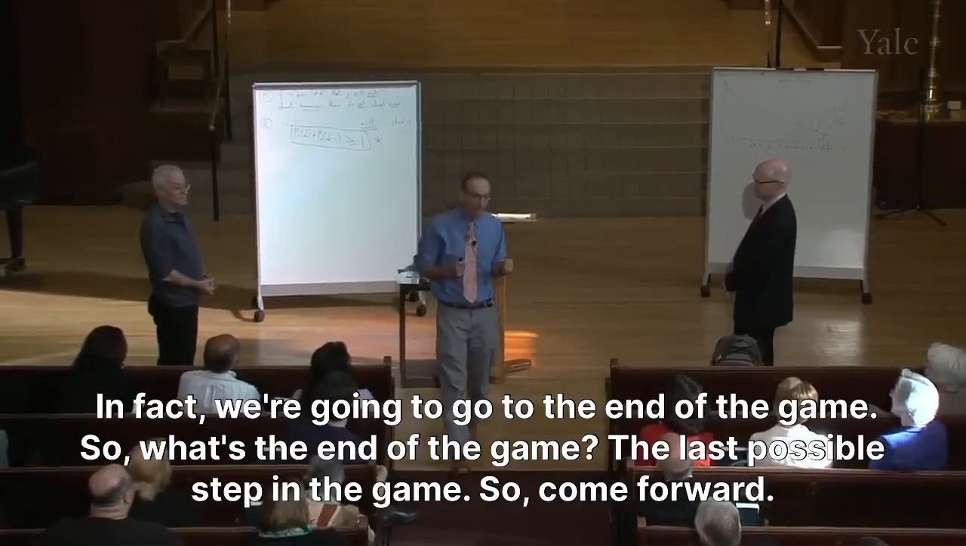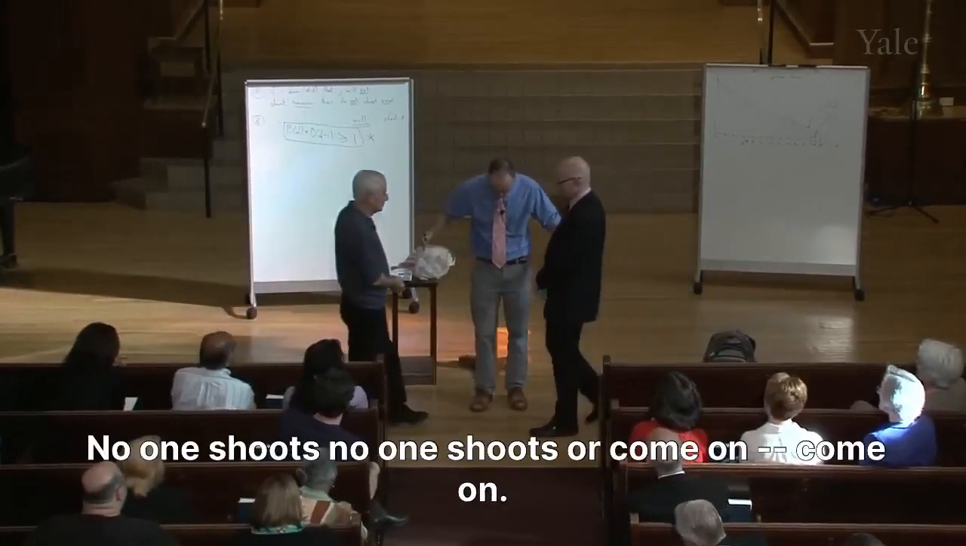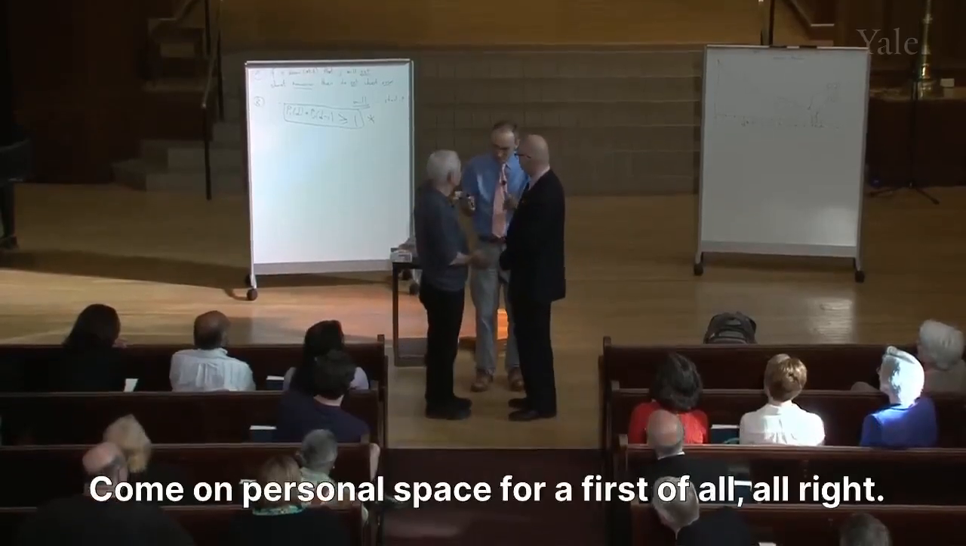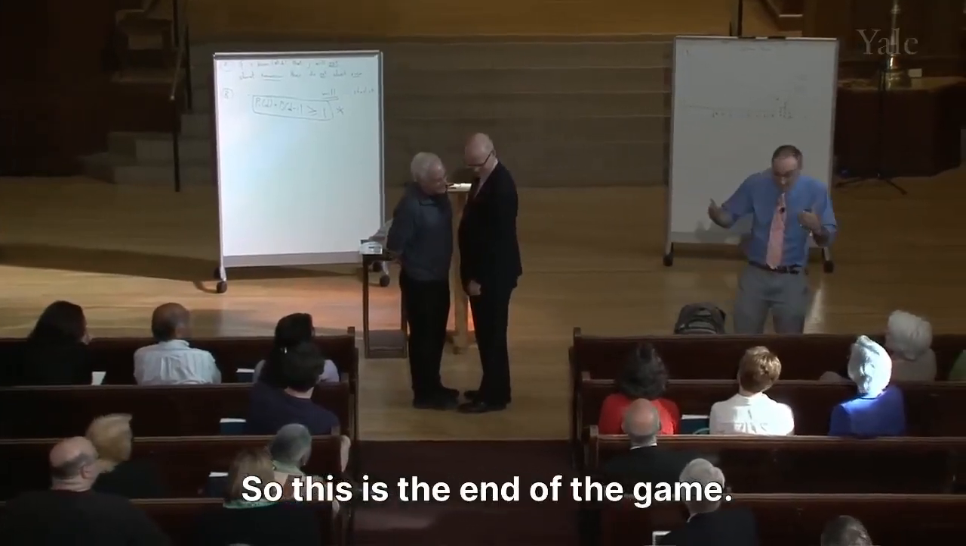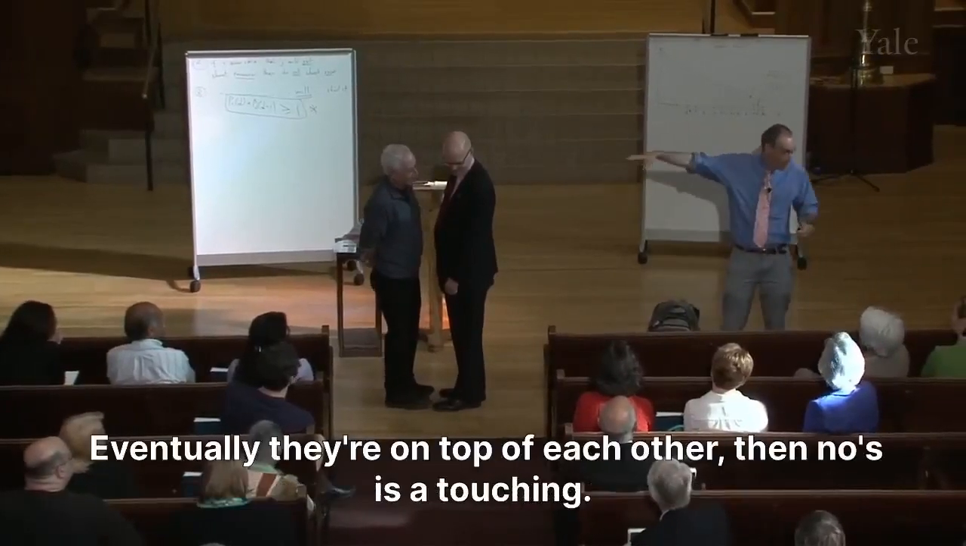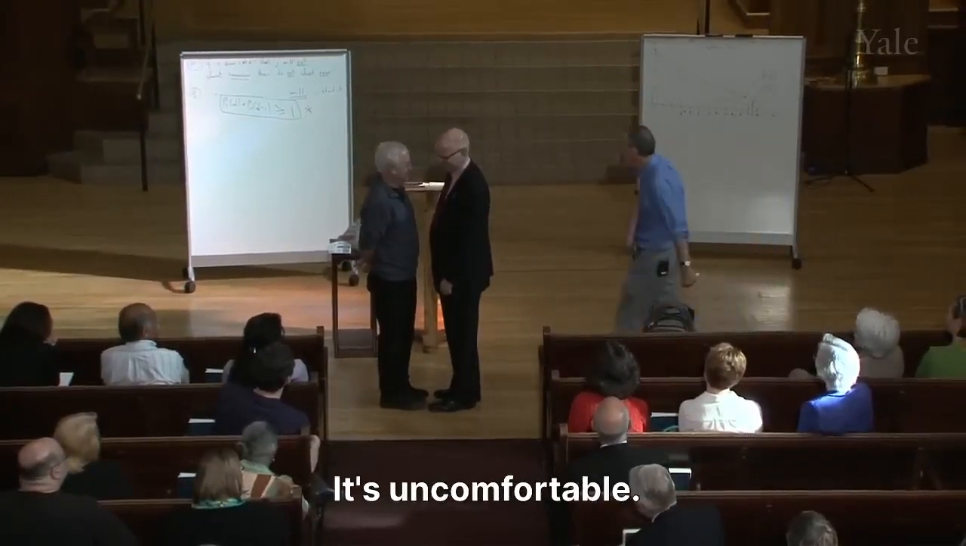So what's the end of the game? The last possible step in the game. So come forward. No one shoots, no one shoots. Come on, personal space, but further forward. All right, so this is the end of the game. No one shoots. Eventually they're on top of each other. Their noses are touching. It's uncomfortable.